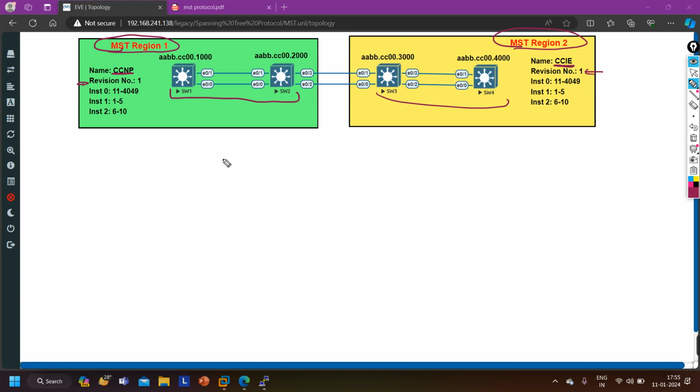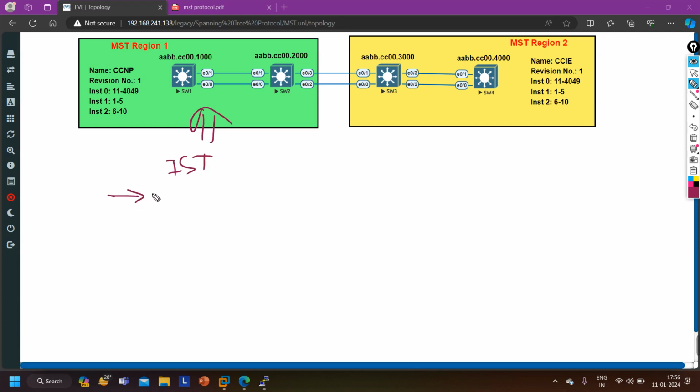Here we have the name ccie. And as we discussed in the last class also, in each region MST is going to select one switch as a root bridge. So in this domain also we will have one root bridge, and that root bridge is called the IST, internal spanning tree. But technically, what do we call that root bridge? We call that root bridge the regional root bridge. So in both domains we will have one regional root bridge.